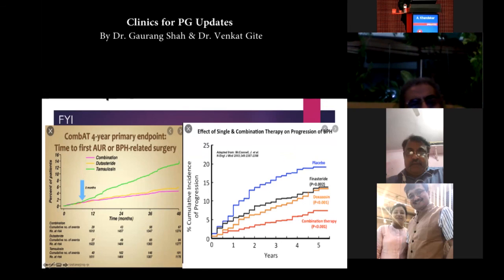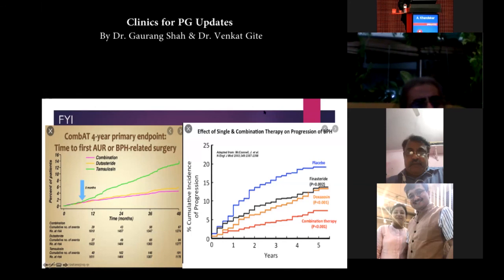And they defined progression as follows: if the IPSS score increased by 4 points, or the patient has 2 episodes of UTI or 1 episode of urosepsis, or the patient has socially unacceptable incontinence, or an episode of retention, or more than 50% rise of creatinine from baseline, then progression was defined in this study, sir. Okay. Sir, is that okay?